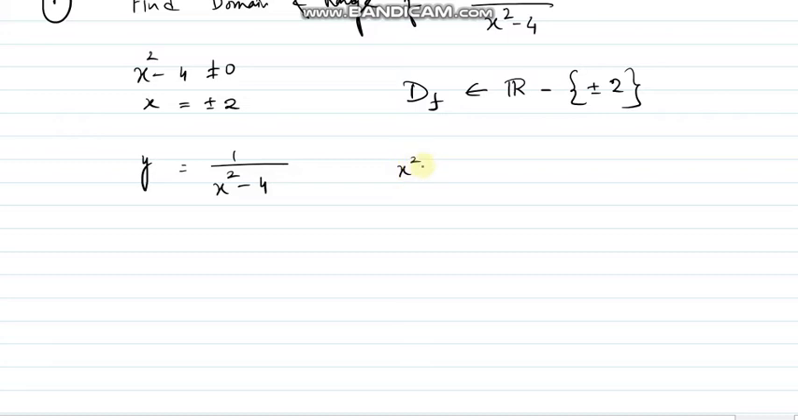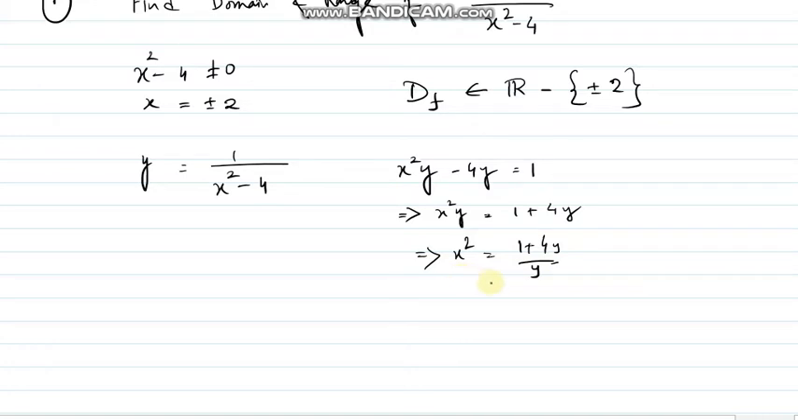So can we write x square y minus 4y is equal to 1. So x square y is equal to 1 plus 4y. So x square is equal to (1 plus 4y) divided by y. As we know, for this one y won't be equal to 0, correct? So the range of this function will be any real number except 0. Is it fine?